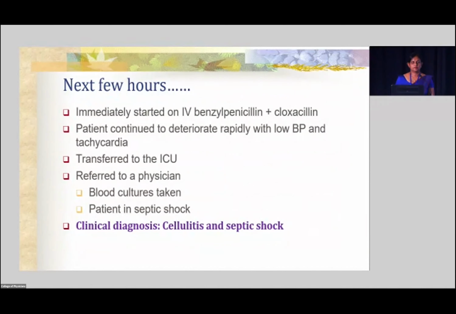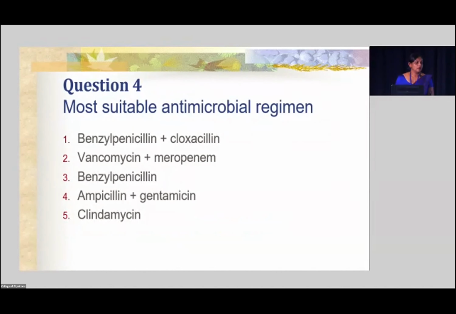So this patient was immediately started on IV benzyl penicillin and cloxacillin. But the patient continued to deteriorate rapidly with low blood pressure and tachycardia. So the surgeon transferred this patient to ICU, referred to a physician, and blood cultures were taken. Now at the moment, the patient is in septic shock. So the team diagnosis was cellulitis and septic shock. So question 4, the last question: what is the most suitable antimicrobial regimen? Please vote.